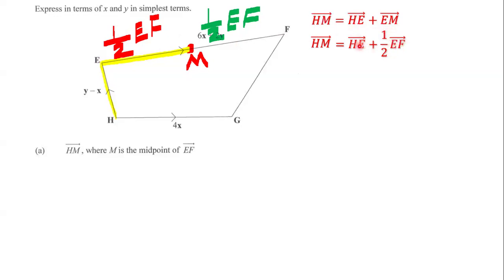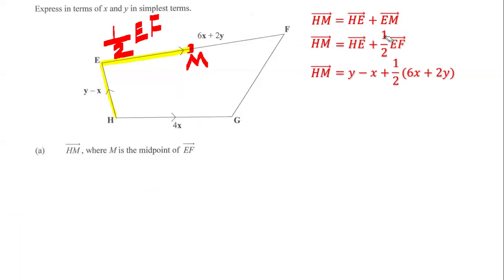Let me just bring HE down. Now, what is HE? HE is y minus x. Now, what is EM? EM is half of EF. But what is EF? Let me erase this part so you can see. EF is actually equal to 6x plus 2y.